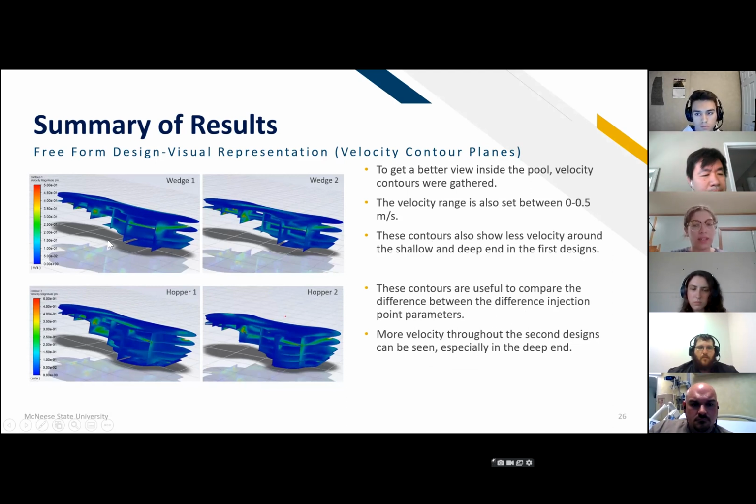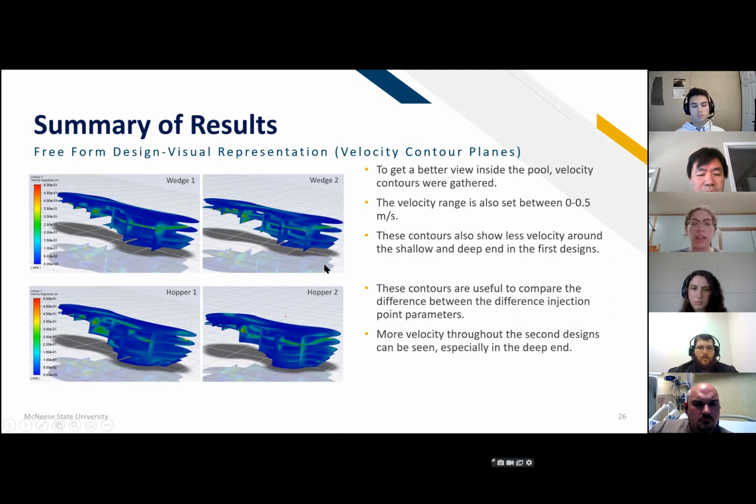And they also show less velocity around the shallow ends and the deep ends in these planes with the wedge 1 and hopper 1 designs. And so again, if you go to the second design, hopper 2, you can see this plane where the injection ports came in. There's more flow here, it has more color, and that means there's more velocity, more green.